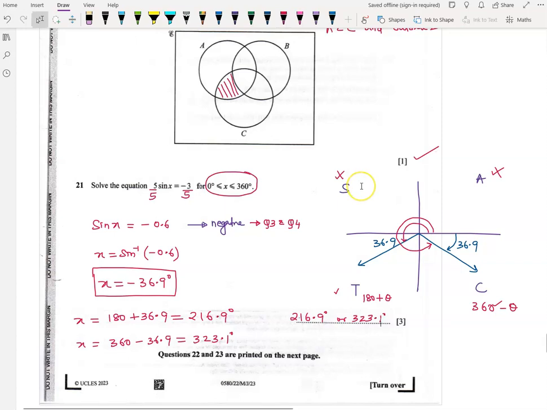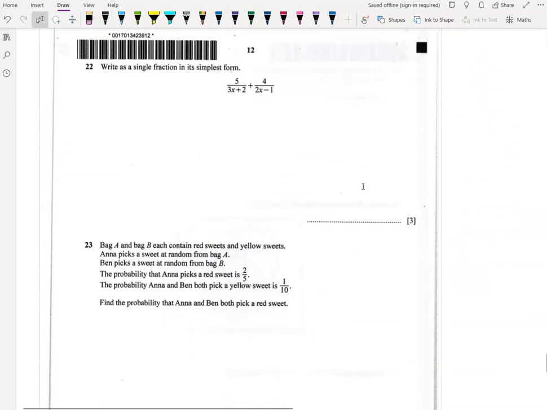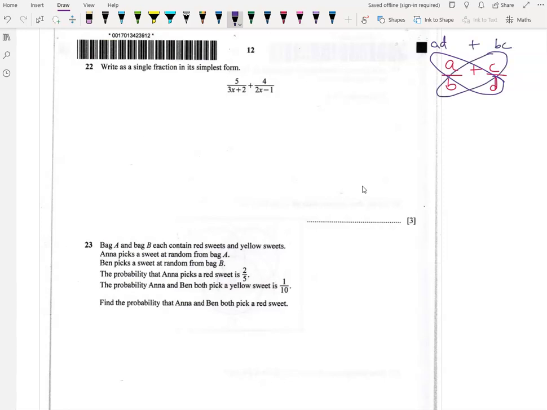Okay, moving to the next question. Number 22. Write as a single fraction in its simplest form. It's very simple. It gives you 3 marks, so you can use the butterfly method. Suppose you have a upon b plus c upon d. So the butterfly method is, you take the cross product, a into d will be ad plus b times c is bc, and we multiply the denominator bd.